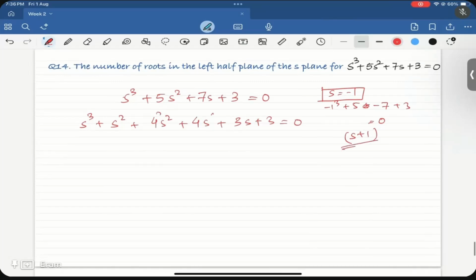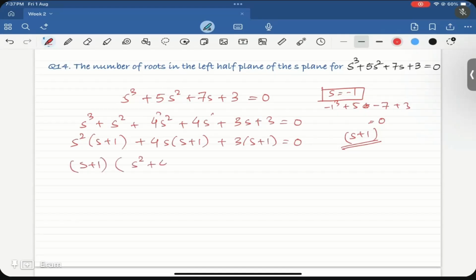Based on the factor s plus 1, we try to pull out s plus 1 as the factor. So this will give us s plus 1, and s plus 1, right? So we pulled out s plus 1 and are left with s square plus 4s plus 3 equals to 0, right?